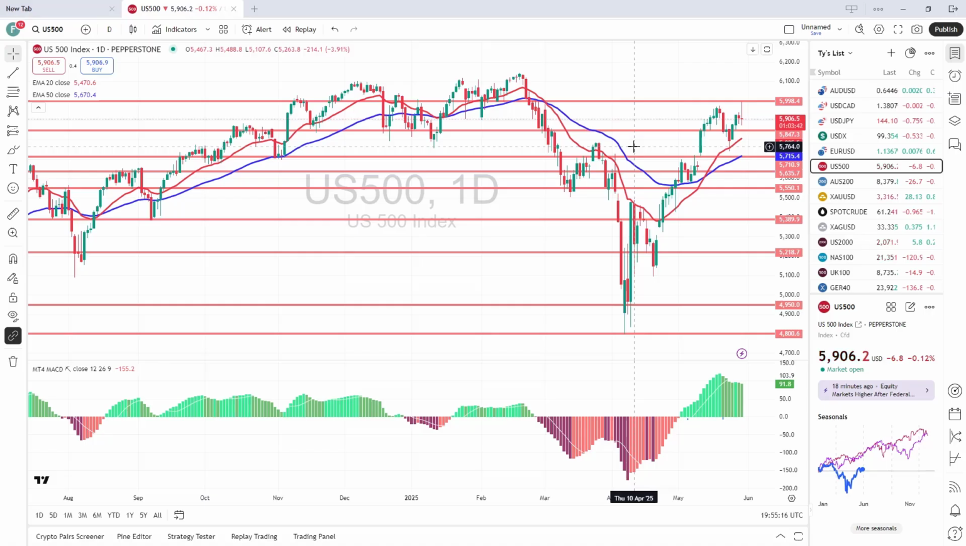But I'd be keeping the trades relatively tight on the S&P at the moment, because I think it's still quite volatile and at a pretty key area. So yeah, just keep an eye on that one.